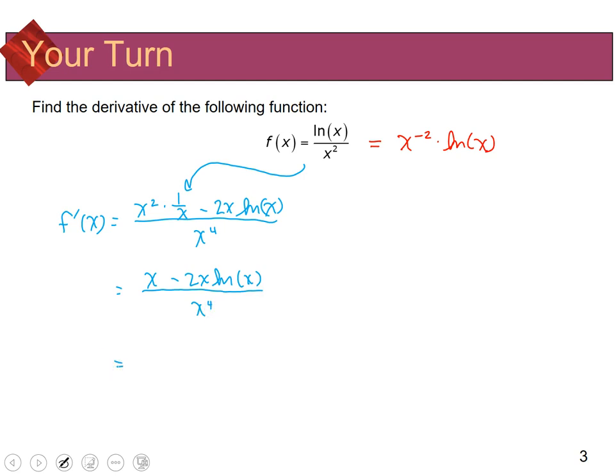And since everything here has a multiplication of x, I can actually cancel this, get a 1, cancel this, essentially get a 1, and cancel one of these to get a cubed power here. So I could have 1 minus 2 times the natural log of x all over x cubed.